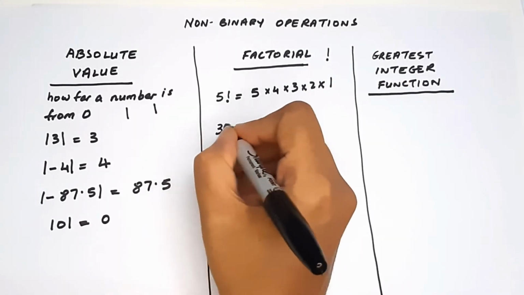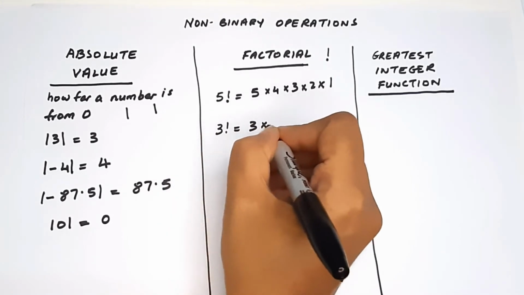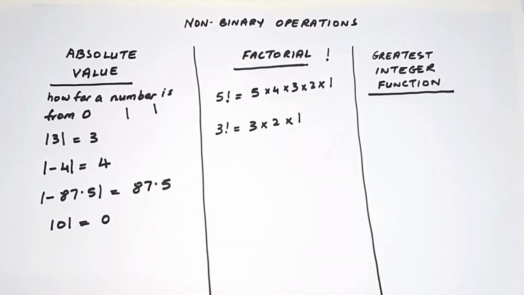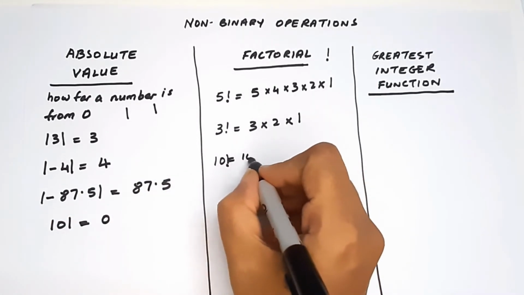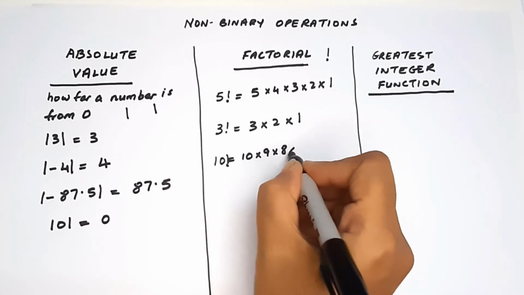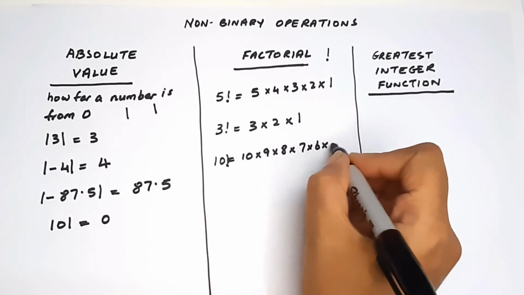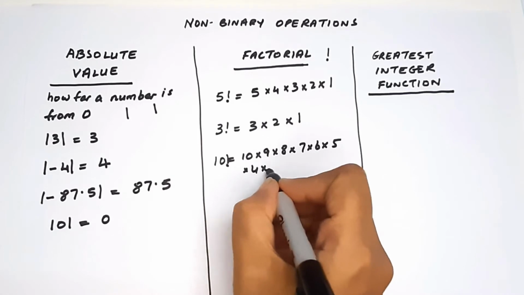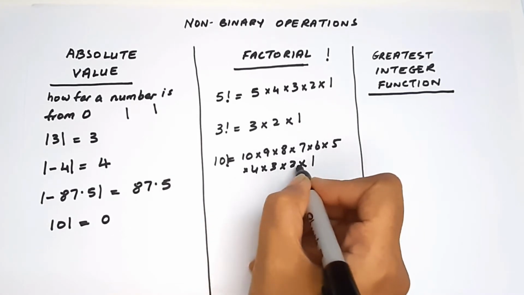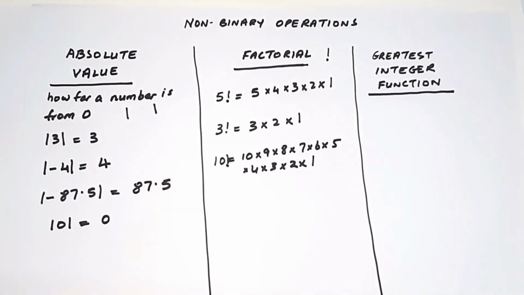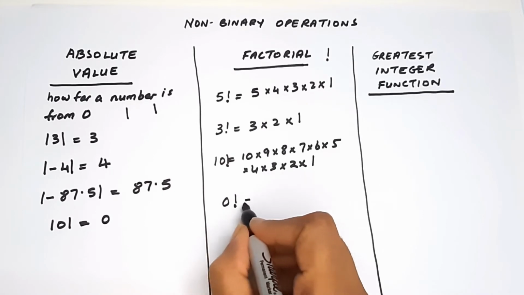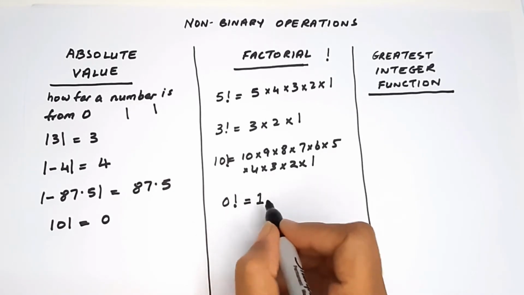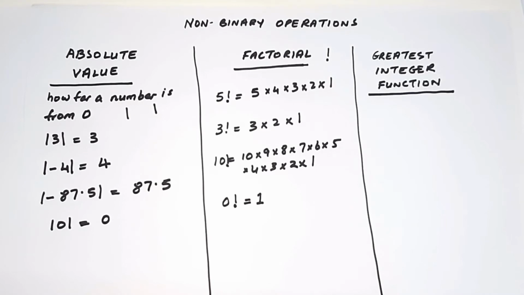Factorial of 3 is 3 times 2 times 1. Very easy. Factorial of 10 is 10 times 9 times 8 times 7 times 6 times 5 times 4 times 3 times 2 times 1. So it's a very easy calculation to do, but it could be quite long. One thing you have to remember, the factorial of 0 is always equal to 1. Okay, that was easy.